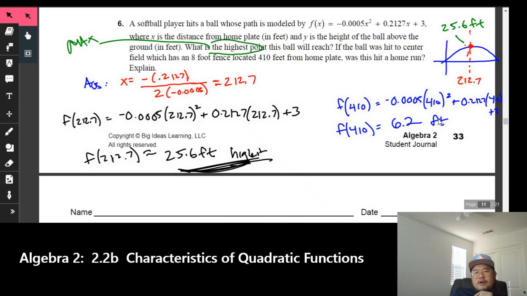At x at 410 feet, it's about 6.2 feet high. That's where the ball is. Is it a home run? No. It needs to be 8 feet or higher. Or actually, it needs to be higher than 8 feet to clear it. So, in the end, it did not. It was short. It needs to be above 8 feet, which it is not, and that would be a good explanation there. All right, we have now finished 2.2.